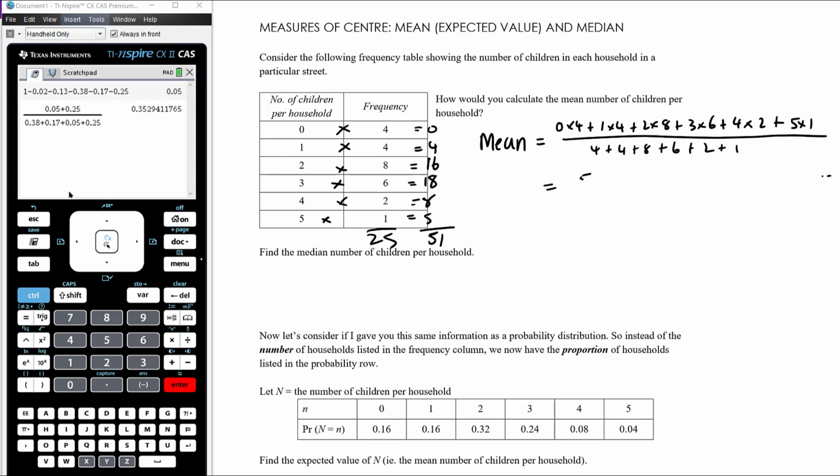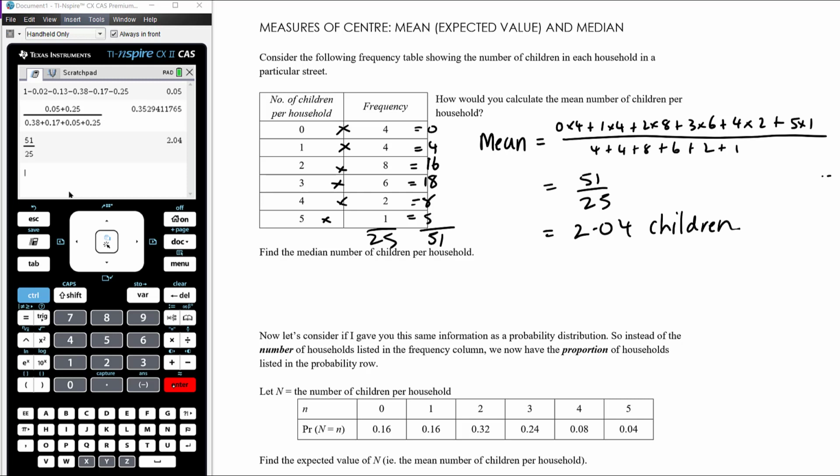Okay, so that turns out to be 51 on 25. If we get a decimal for that, it should be 2.04. Okay, so the mean number of children per household is 2.04 children, so just over 2. We don't ever round the mean, or we don't round any measure, mean, median, range, etc., and we talk about that later, because we're not suggesting any one household has a mean of 2.04 children.